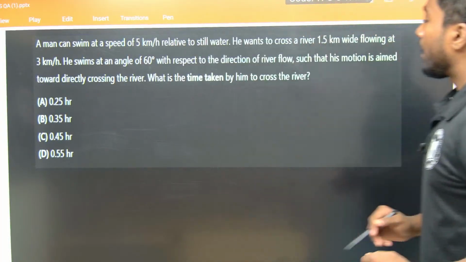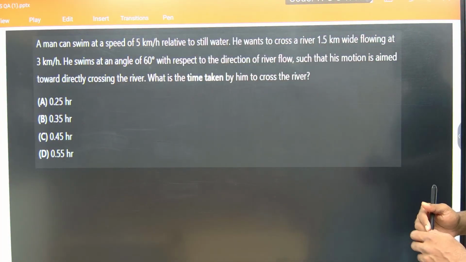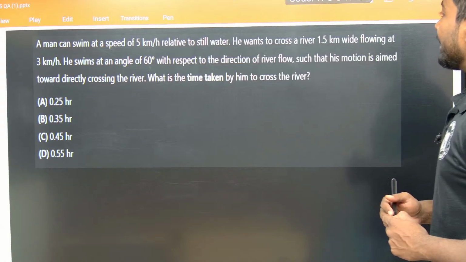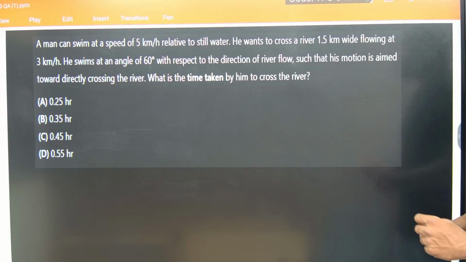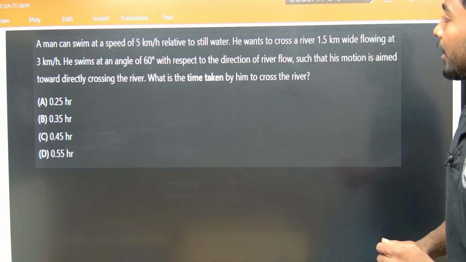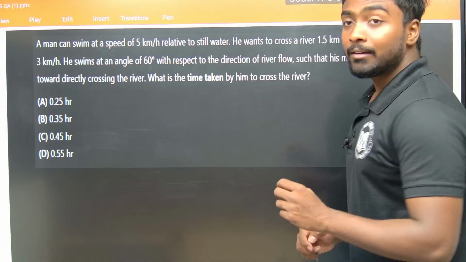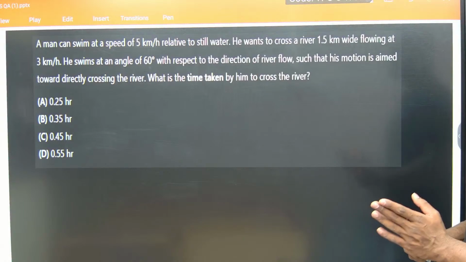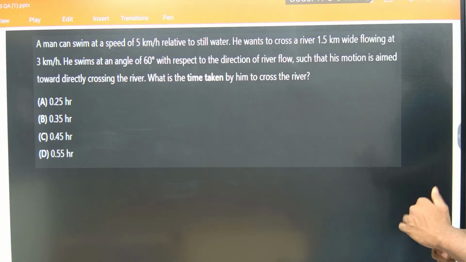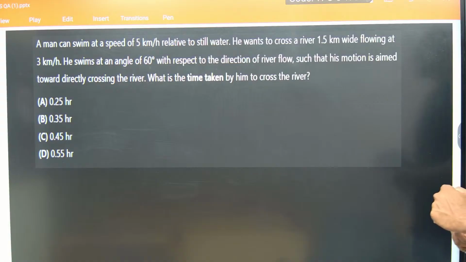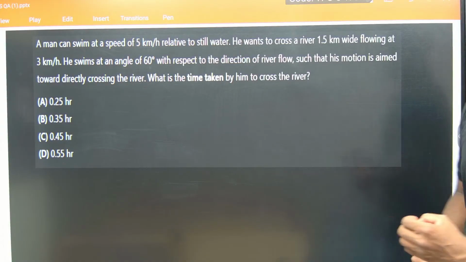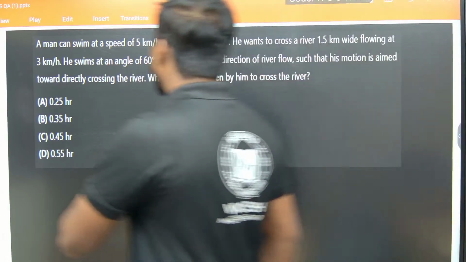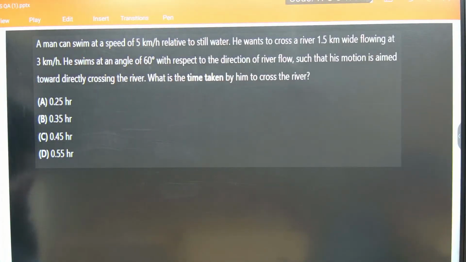A man can swim at a speed of 5 km/h relative to still water. He wants to cross a river 1.5 km wide flowing at 3 km/h. He swims at an angle of 60 degrees with respect to the direction of the river flow, such that his motion is aimed towards directly crossing the river. What is the time taken by him to cross the river? Let me draw the diagram first, so that you can understand whatever is given in the question.